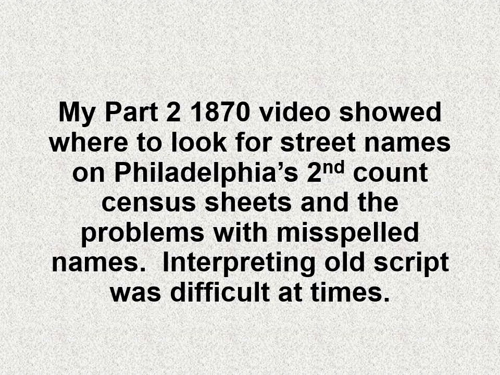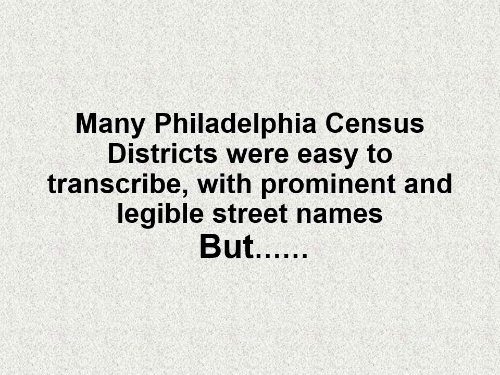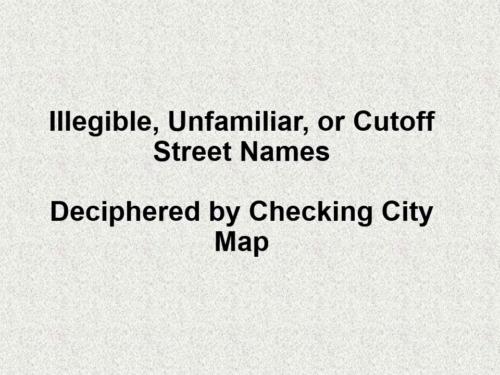My Part 2 1870 video showed where to look for street names on Philadelphia's second count census sheets. It may not be obvious, they're all over the place, there's no standard, and there are problems with misspelled names. Interpreting old script names also was difficult. Many Philadelphia census districts were easy to transcribe with prominent and legible street names, but I would encounter illegible, unfamiliar, cut-off street names because the names were in margins that were not fully filmed, and I could figure out some of them by checking a city map.